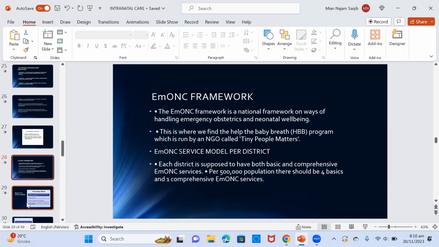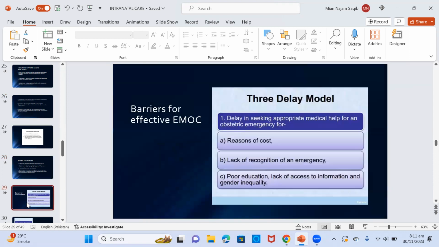EmONC framework. This framework is a national framework on ways of handling emergency obstetrics and neonatal well-being. This is where we find the Help the Baby Breathe program, which is run by an NGO called Tiny People's Matter. EmONC model per district. Each district is supposed to have both basic and comprehensive EmONC services. For 500,000 population, there should be at least 4 basic and 1 comprehensive EmONC services.